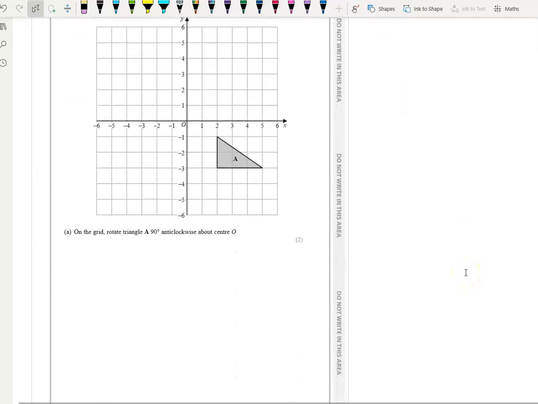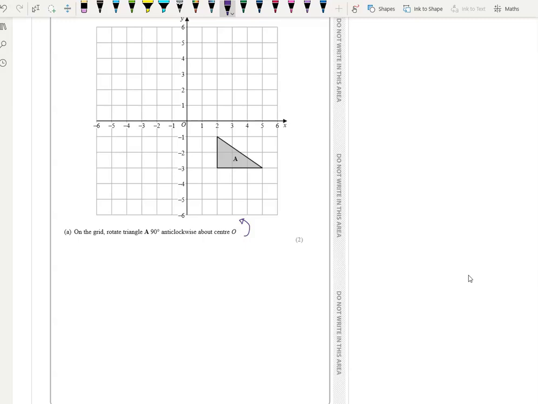Okay. Question number 14. On the grid, rotate triangle A 90 degrees anti-clockwise about the center. Normally we prefer to do it using tracing paper. So if you have tracing paper, you can just trace out your triangle, hold at the center of rotation, turn 90 degrees anti-clockwise in this direction, and draw a diagram. But in case you don't have tracing paper, there is a way to work it out.